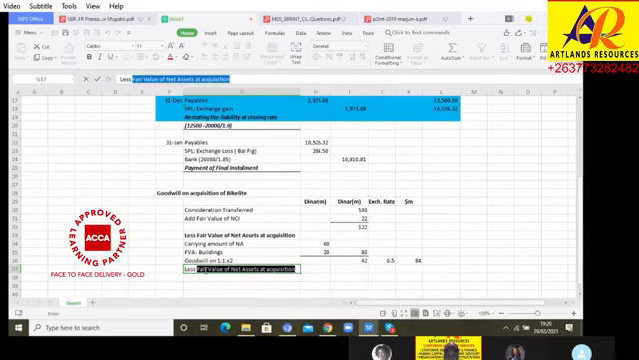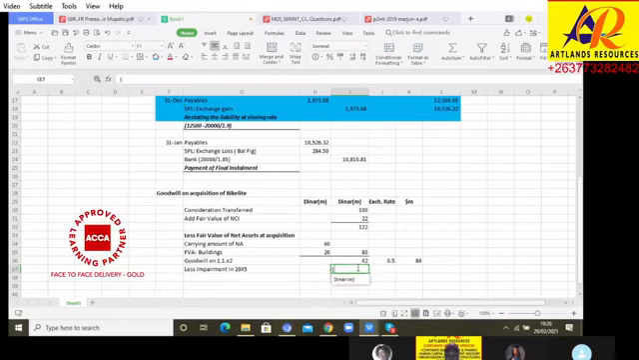Less impairment. Impairment in 20x5. Less impairment. It was 6 million. So here you take out 6. You take out 6. You say minus 6 like that.